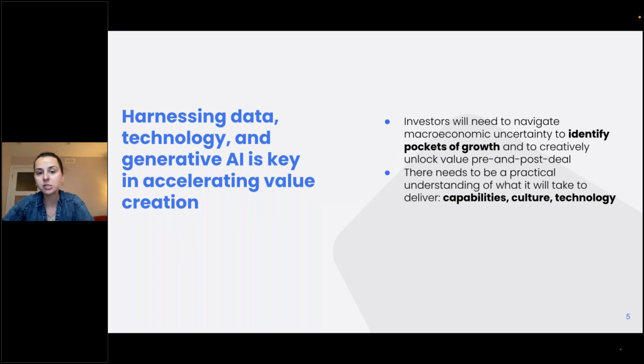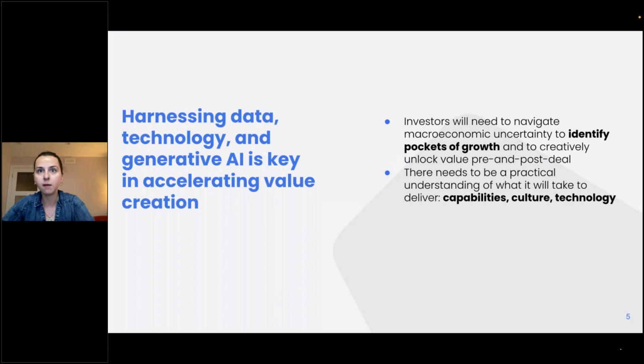But it's not just about spotting these opportunities. There needs to be a practical understanding of what it will take to deliver. So this involves assessing and leveraging capabilities as a first step, nurturing a conducive organizational culture as a second step, and harnessing the power of technology as the last step. Without these elements, even the most promising investments may fall short of their potential.